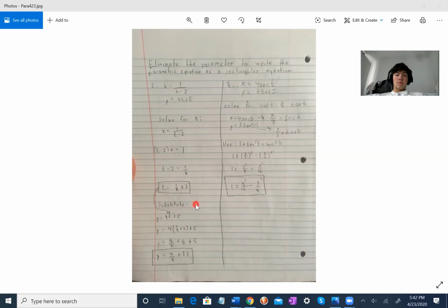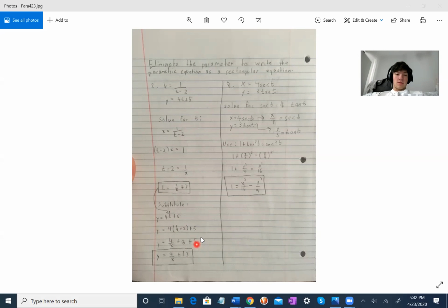Okay? So now comes the actual getting the rectangular equation. You take this t, and you're going to plug it into the other equation. So remember, I solved it with the x, so now I'm just going to plug it into the y over here. We're going to have y equals 4 times, parentheses, 1 over x plus 2, in parentheses, plus 5. All right? So now I'm going to distribute this 4 out. So 4 times 1 over x is just 4 over x. 4 times 2 is 8.